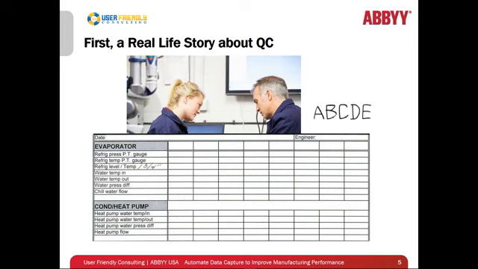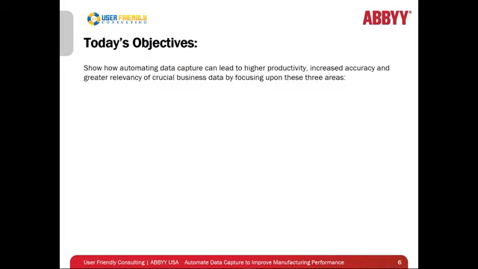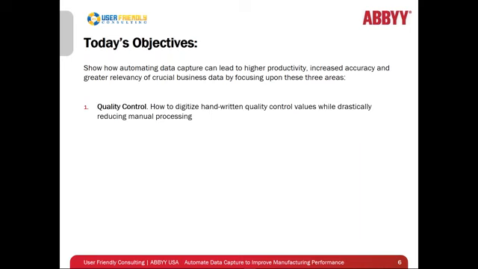And we're going to be looking at 3 different areas. Here are the objectives that we're going to go through really quickly. We're going to show how automating data capture can lead to higher productivity, increased accuracy, and greater relevancy of crucial business data by focusing on these three areas. I like to call them realms. These realms we're looking at.